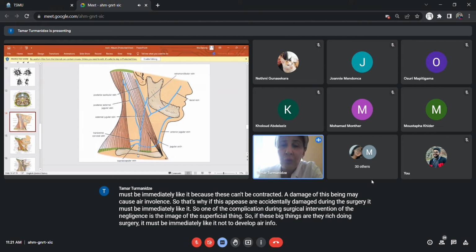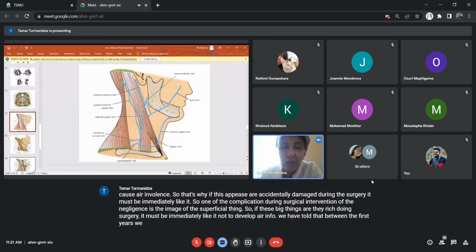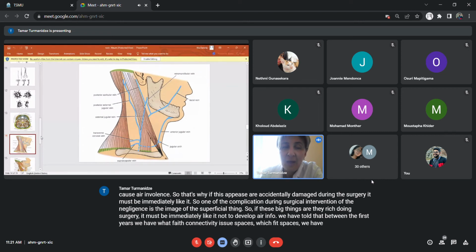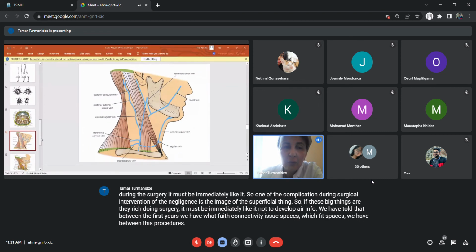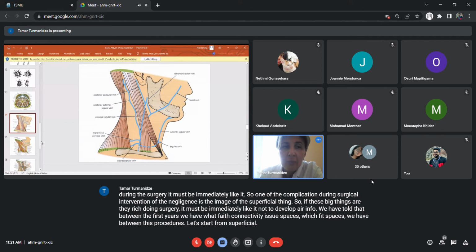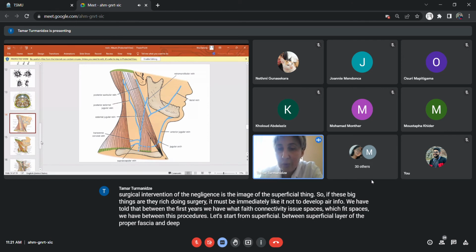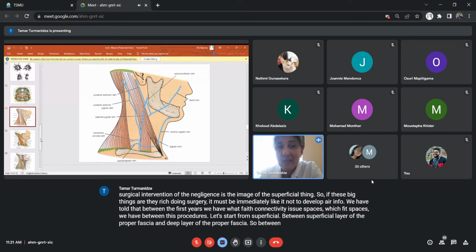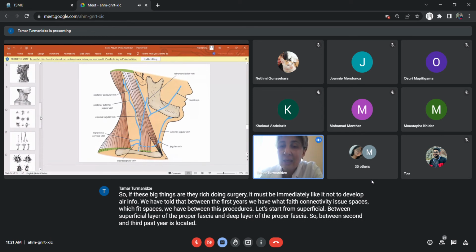We have told that between the fasciae we have what? Fat connective tissue spaces. Which fat spaces do we have between these fasciae? Let's start from superficial. Between the superficial layer of the proper fascia and the deep layer of the proper fascia, between the second and third fascia, is located the suprasternal space.